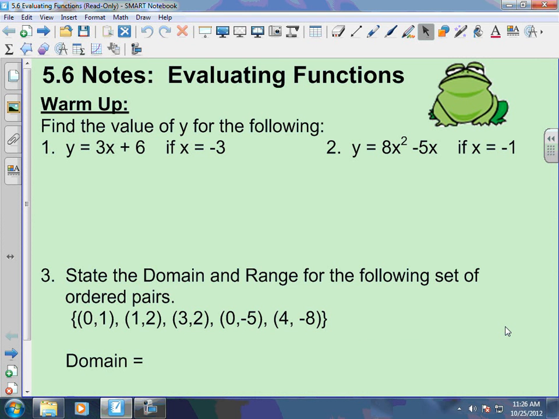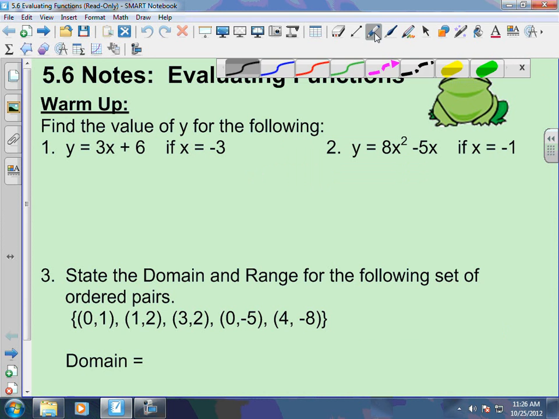This is lesson 5.6, evaluating functions. We are going to go over the warm-ups. So, go ahead and pause the video, do the warm-ups, and then press play.